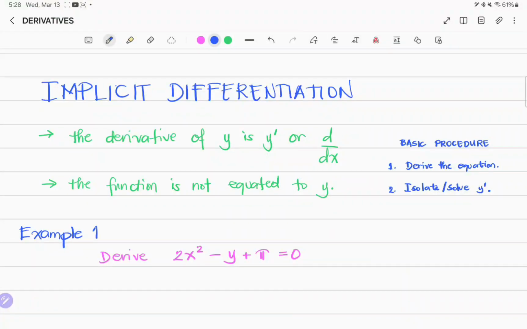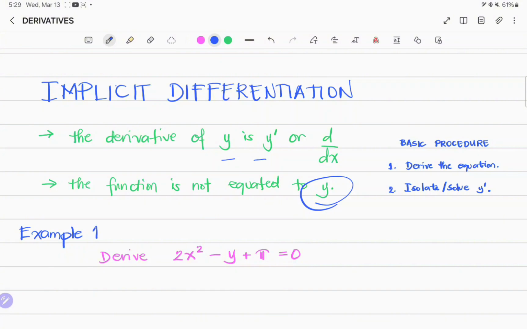In this video, I will be discussing implicit differentiation, and we have to take note that the derivative of y is y prime. For us to derive this, we have to take note of all the derivative formulas that we had, because in this discussion, y is not isolated, or the given function is not equated to y.